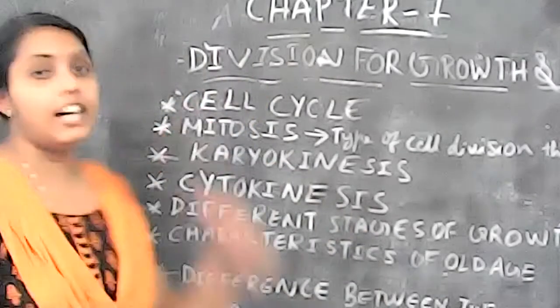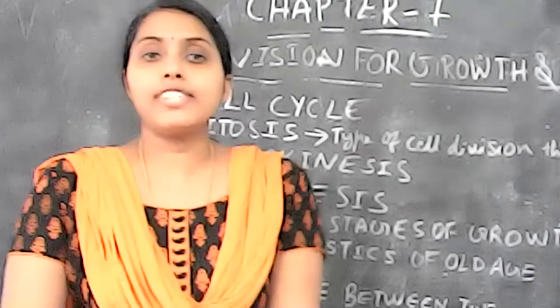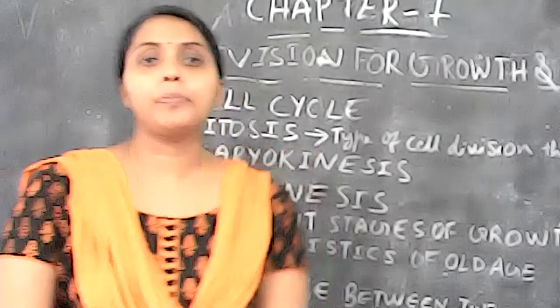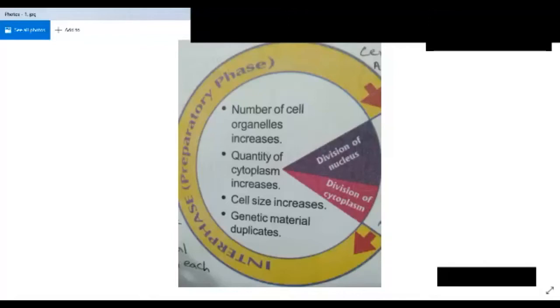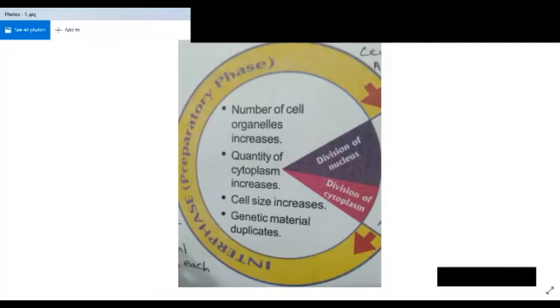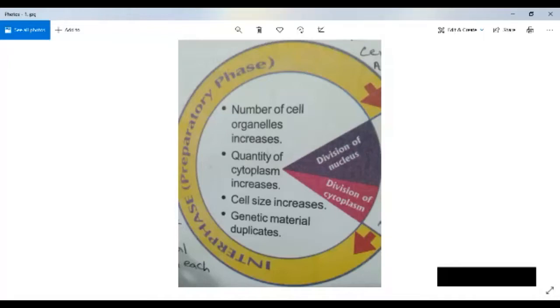For that, we can see the cell cycle. So, in the cell cycle, you can see that in the first step, the number of cell organelles increases. If a cell is dividing into two, what happens? The number of cell organelles inside that cell will increase. Then the quantity of cytoplasm increases, cell size increases, and genetic material duplicates. Then first the division of the nucleus takes place, then the division of the cytoplasm takes place.